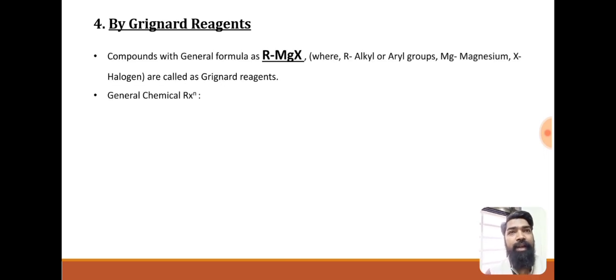Yes, another method of preparation is the Grignard reagent. How can we prepare the Grignard reagent to prepare an alkane? It is very important. The Grignard reagent is one of the best known reactions, which we have known from the basics of 9th, 10th and 11th standard.